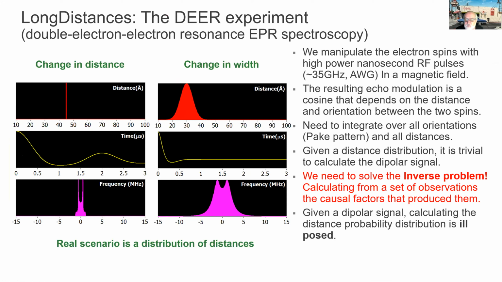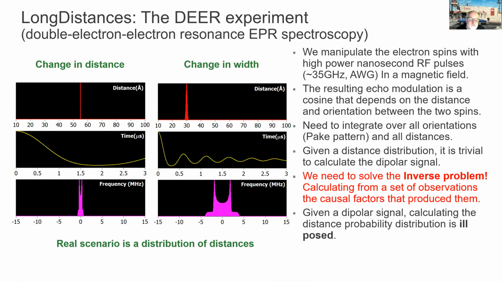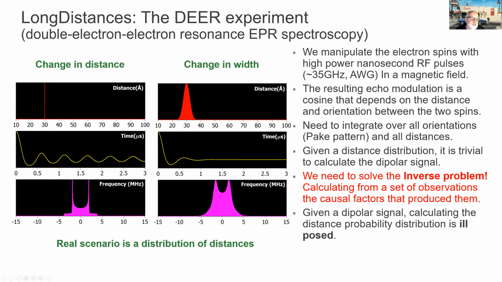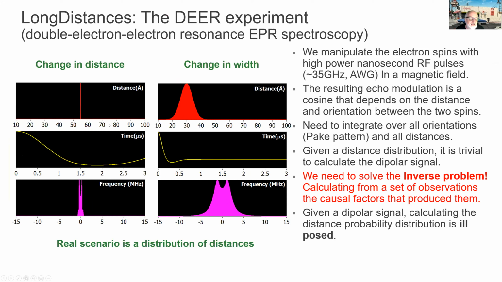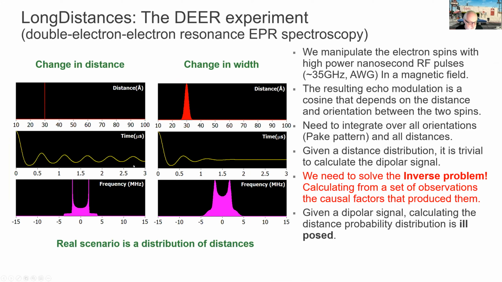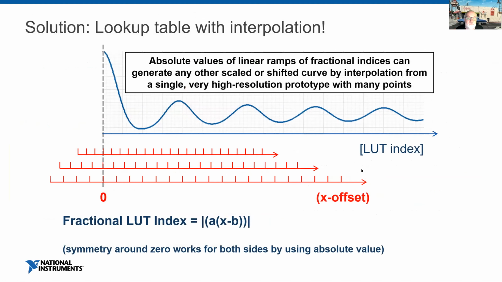It's the inverse problem. And for that, we need a big matrix that contains, for each possible distance, the infinitely narrow distribution over time, right? And again, this is very hard. This is a hard to calculate function because you have to integrate over many orientations.